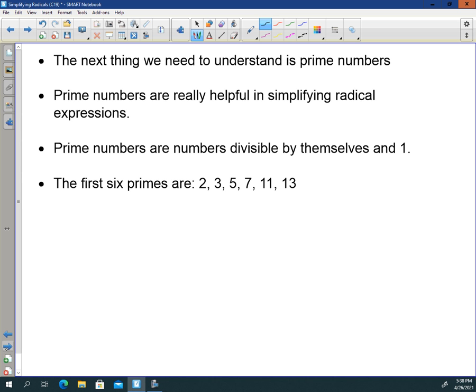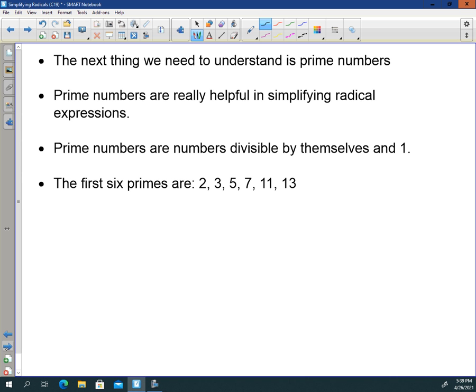All right. So put a pause for just a second in your mind on this radical expression thing. The next thing we need to talk about is prime numbers, because we're going to be using prime numbers to simplify radical expressions here in just a bit. Prime numbers are super helpful in this process. If you'll remember way back when, prime numbers are numbers divisible by themselves and 1.